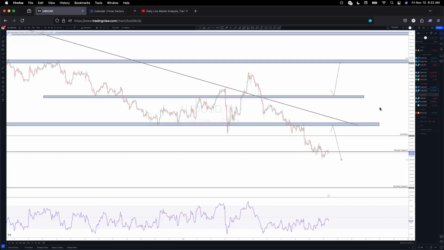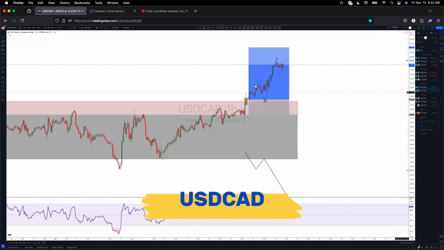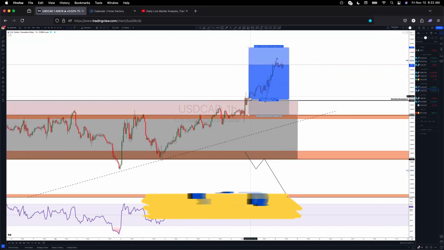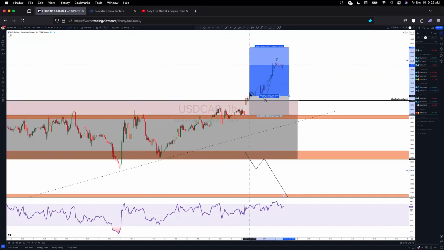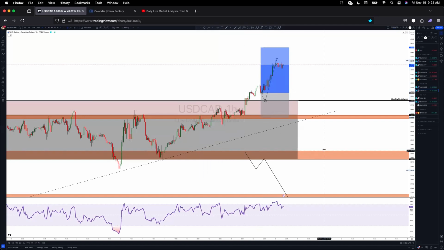USD CAD, on the other hand, went up like crazy yesterday, which was not pretty. If you remember, at this time yesterday we were talking about maybe joining a trade right at the top here, and then we had a pullback right here. But the reason I didn't pick this trade is that my stop loss would have been very wide, around 60 to 70 pips. That's a very wide stop loss, and I don't like giving you guys 60 or 70 pip stop losses.